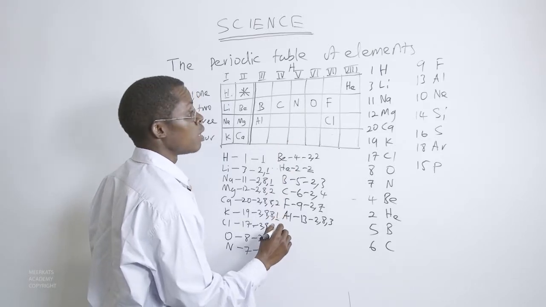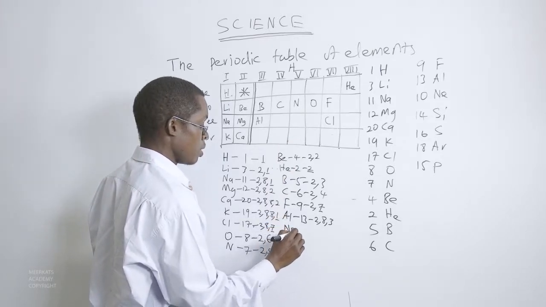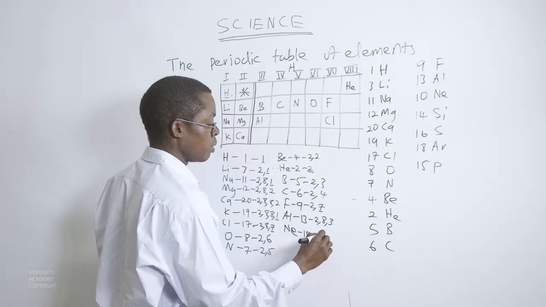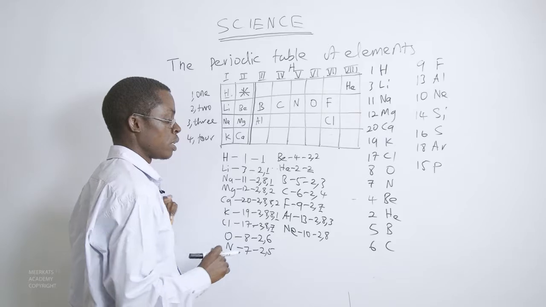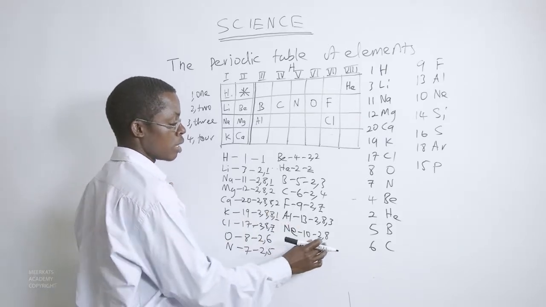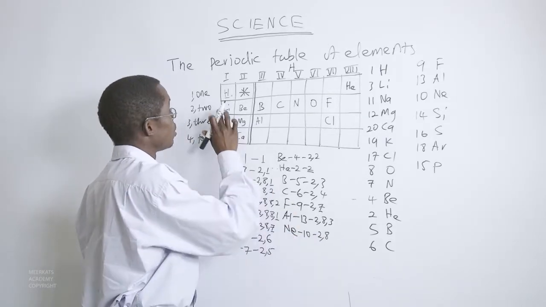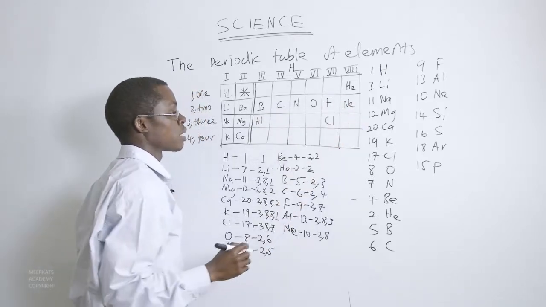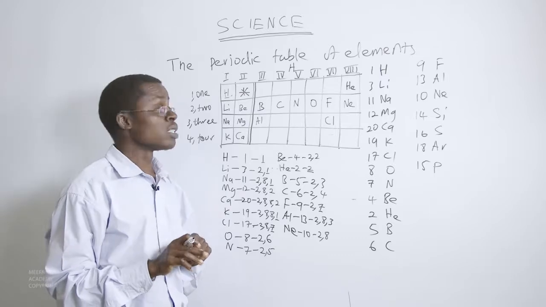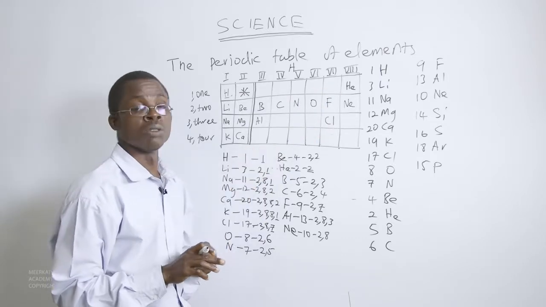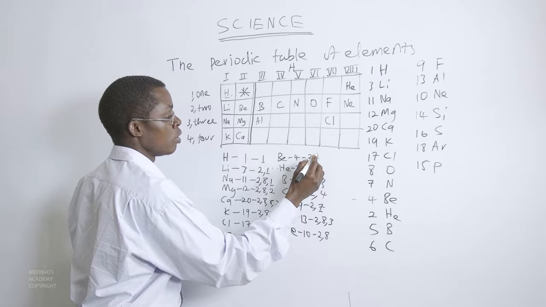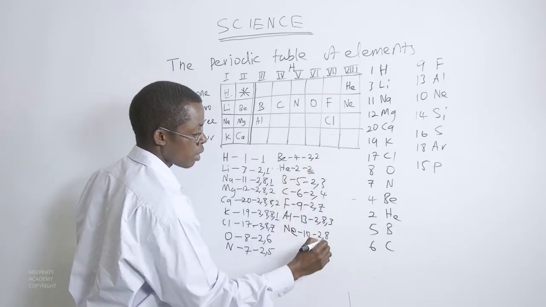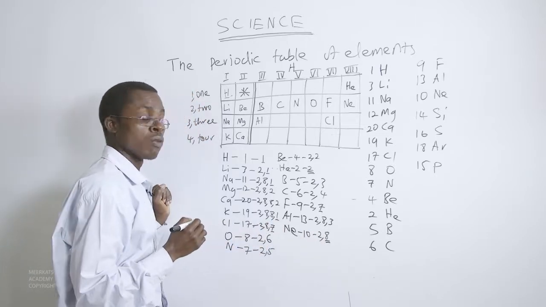Move to our neon, which is 10, giving us 2, then 8. Complete. So total 10, 2 energy levels, 8 outermost. So here we have neon. That makes our second noble gas, next to helium, which also has 2. You can see helium with 2 was full, and you also have here neon, which is full.